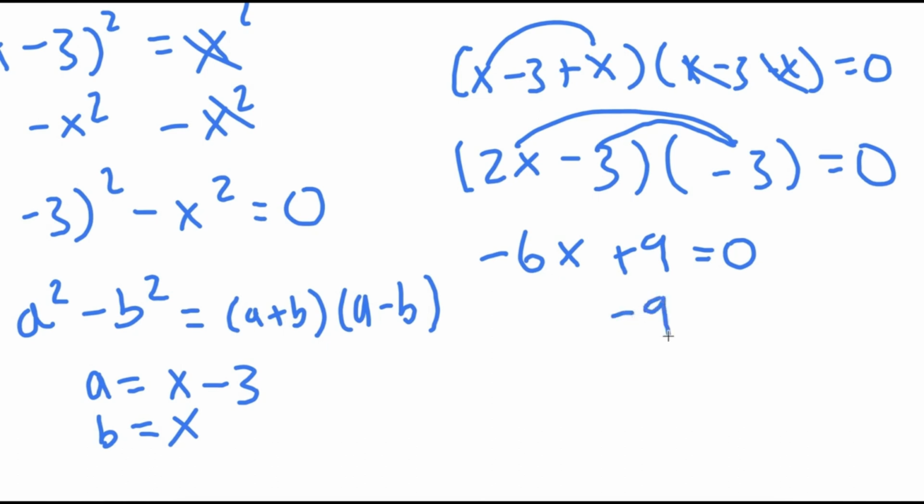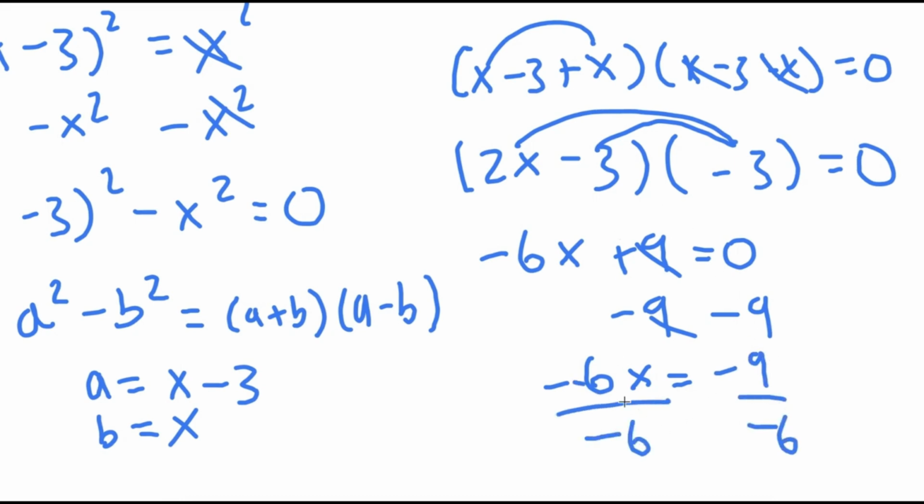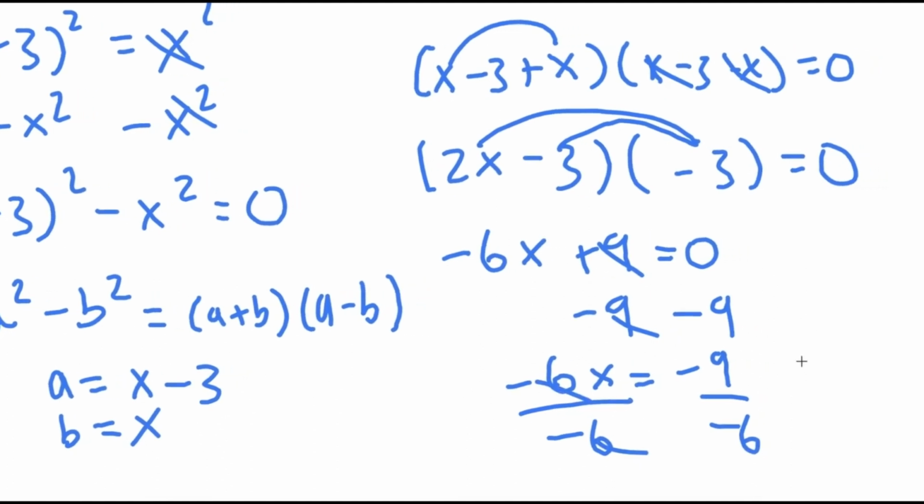So I subtract 9 on both sides. I get negative 6x is equal to negative 9. And then I divide both sides by negative 6. And I get x is equal to 3 over 2.